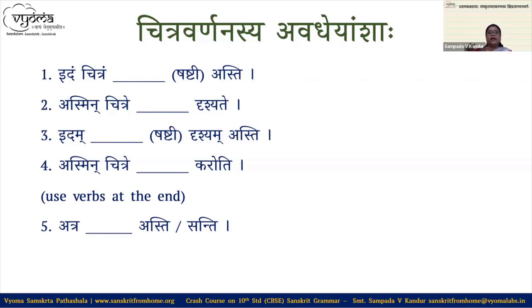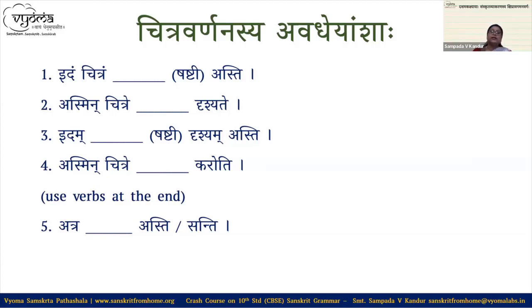Now, idam chitram dash asti. Okay, so this picture is of this one. This is one simple statement, an observation of that picture. So when you are writing idam chitram dash asti, whatever word you are using should have shashti vibhakti, of it. The picture is of it. That's why it is sambandhakarakam. That's why you have to use shashti vibhakti. This word you use precisely. That will give you a correct sentence.